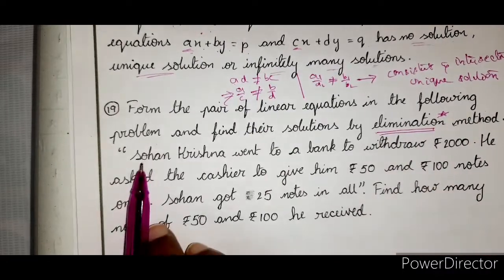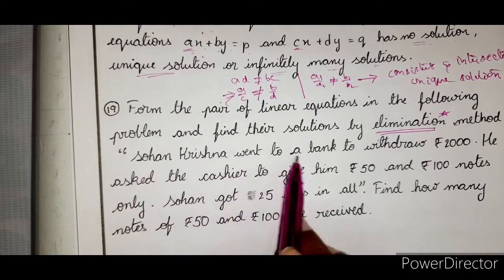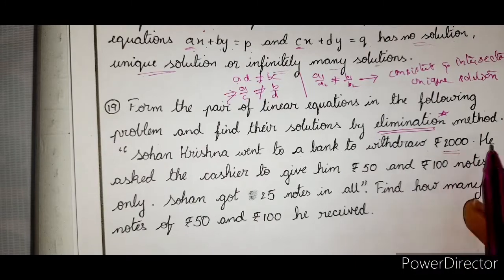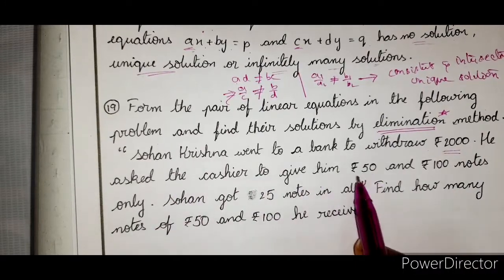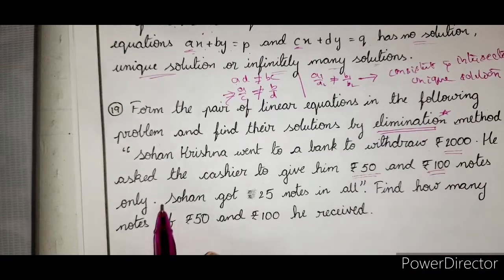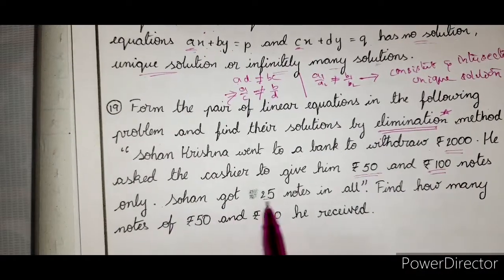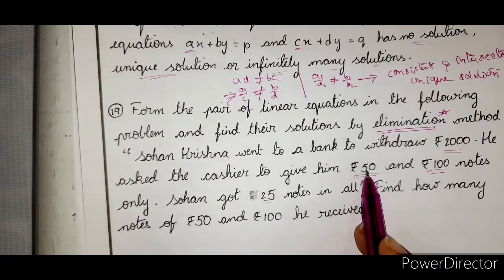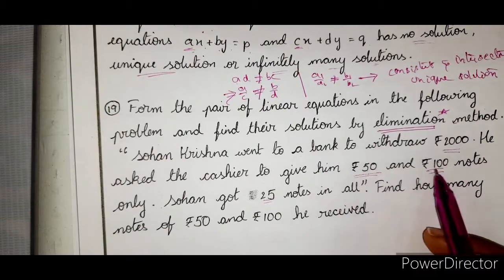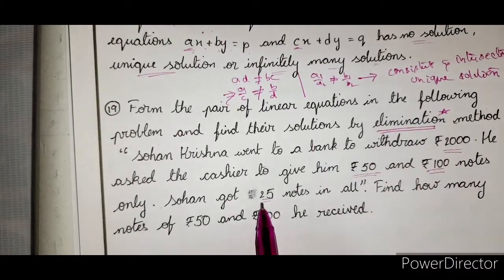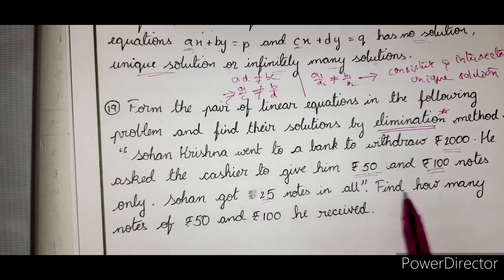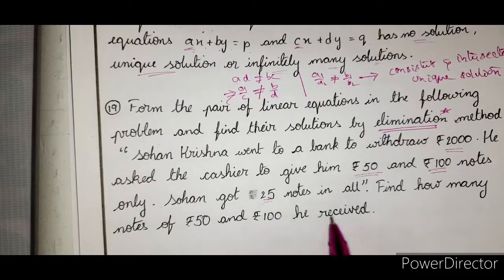Observe that. Sohan Krishna went to a bank to withdraw rupees 2000. He asked the cashier to give him rupees 50 and rupees 100 notes only. Sohan got 25 notes. Suppose, how do you frame this one? Let the number of 50 rupees notes be X. Number of 100 rupees notes be Y. Then total number of notes is X plus Y is equal to 25. Right? And then find how many notes of 50 and 100 he received.